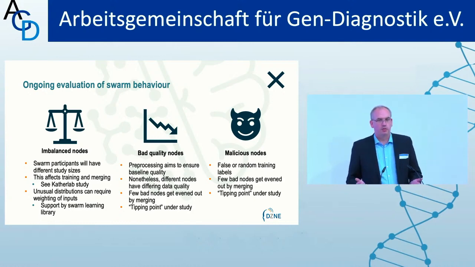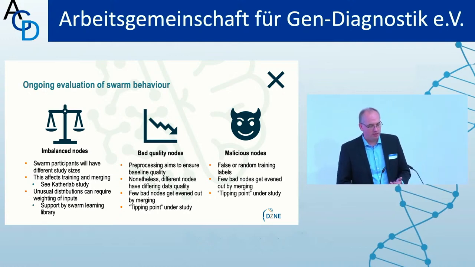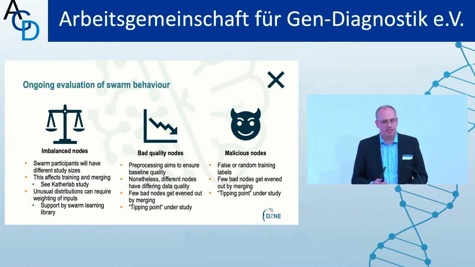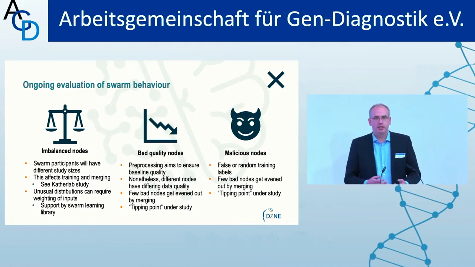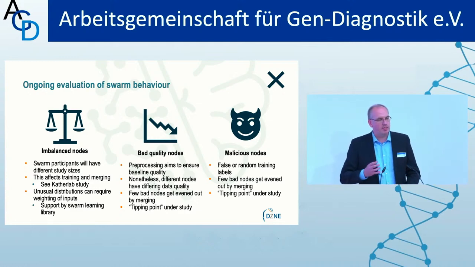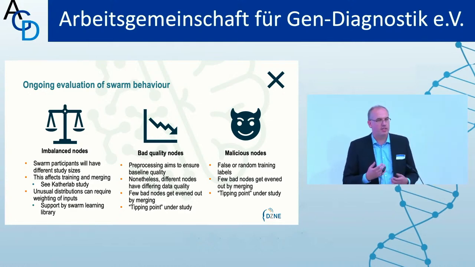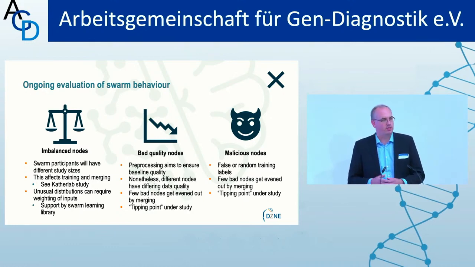What we also want to investigate is bad quality nodes. So how does it work if you have a partner in the swarm that has data that doesn't really fit the quality standards that you were expecting? Typically, there's a small number of nodes with bad quality. During the merging process, they get good parameters from the nodes with better data, and this evens out. However, we're currently studying where this tipping point is. How bad can the data in a swarm get before the whole swarm performance goes down?